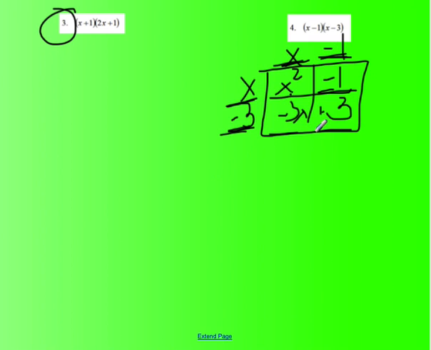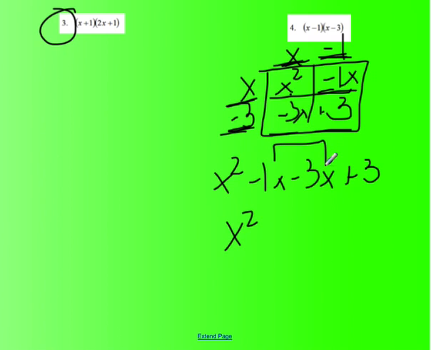Okay, and that's what you would do with a Punnett square too. So we have x squared, and this should be an x, minus 1x minus 3x plus 3. So now we're going to combine our like terms. They usually, when you use the box method, end up in the middle. Negative 1x minus 3x is negative 4x plus 3.